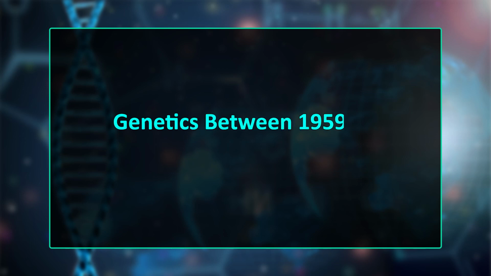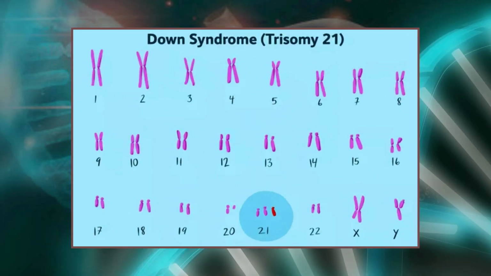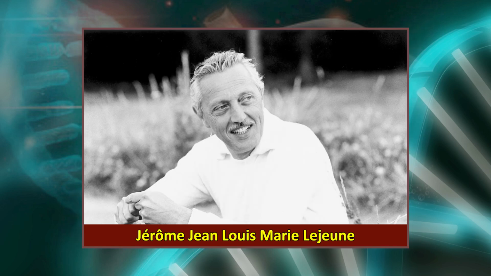Now let us discuss the third, that is genetics between 1959 to 1969, that is the trisomy period. The development of the method to determine the human karyotype enhanced discoveries of a variety of aberrations in the number and morphology of human chromosomes. The first trisomy 21 was discovered in 1959 by Lejeune and his colleagues. Their paper is still recognized as one of the classics in human genetics.